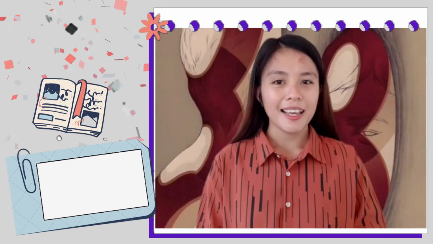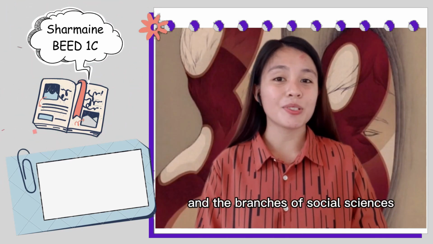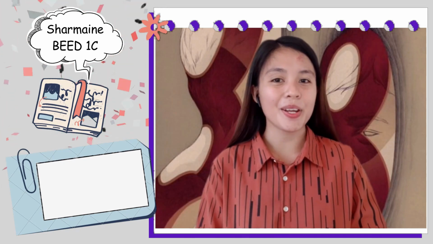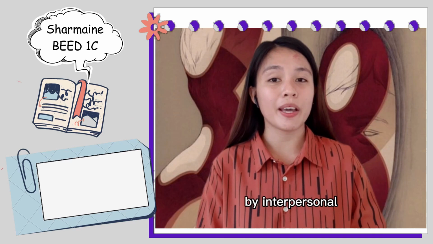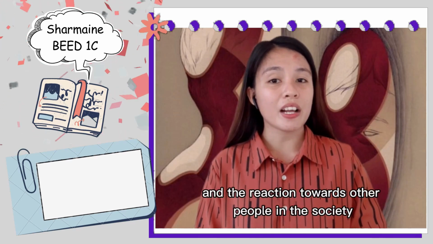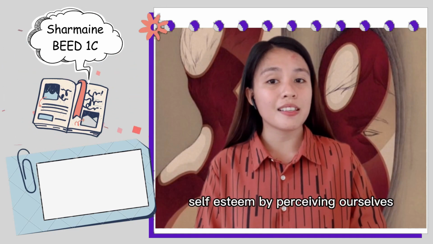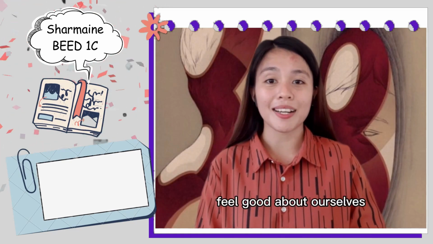In conclusion, reading and understanding the various ideas about the self and the branches of social sciences has an enormous effect on helping us understand ourselves better than those who think they know who we really are. Reflecting on our self-concept is important too, as it is influenced by interpersonal relationships and the reactions of other people in society. We use our social situation to gain self-esteem by perceiving ourselves as members of important and valuable groups that make us feel good about ourselves.